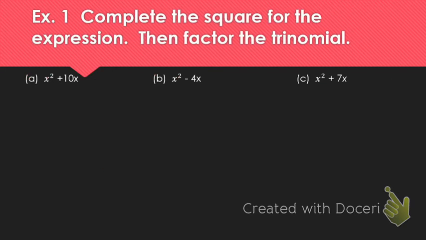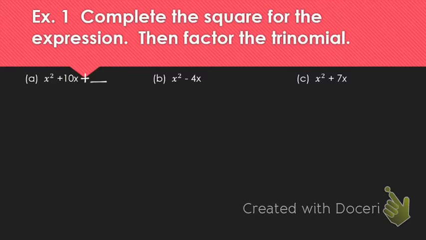All right, so here we go. Example number 1. Complete the square for the expression, then factor the trinomial. So we're going to be factoring again today, but we'll get to that here in just a second. Letter A says x squared plus 10x. So first thing we're going to do, we're going to add a plus sign and a blank. Now, what is the value of b in this problem?